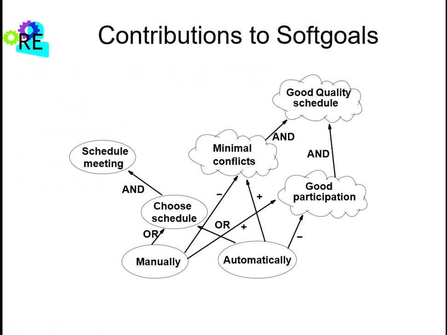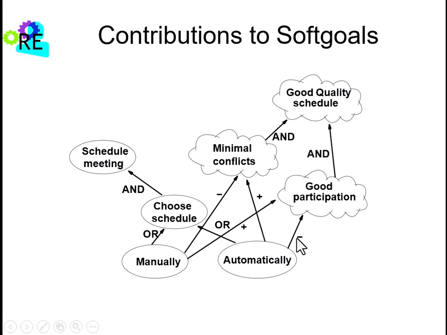So contributions to soft goals, you can see these are the soft goals, and these plus minus signs are also used. This means if we achieve this goal automatically, somewhere it will help to make other goals, but it affects this good participation soft goal. So we use the minus sign.